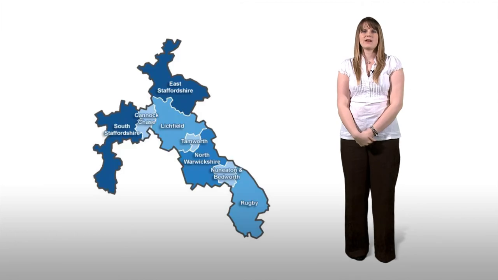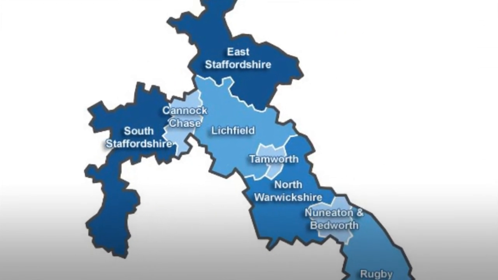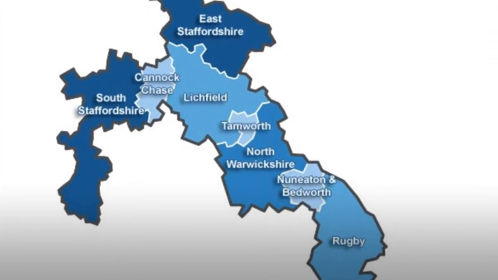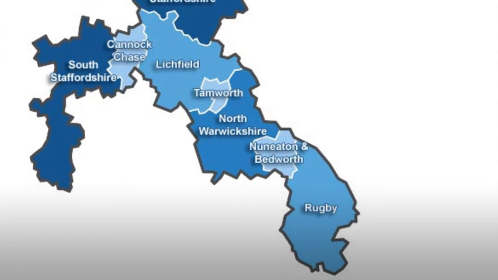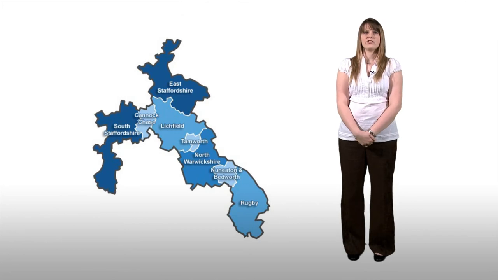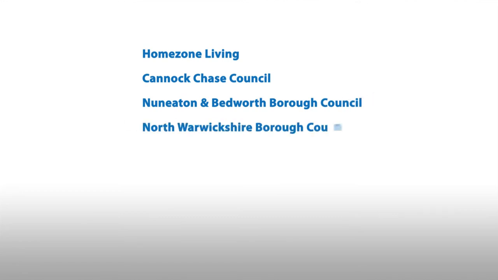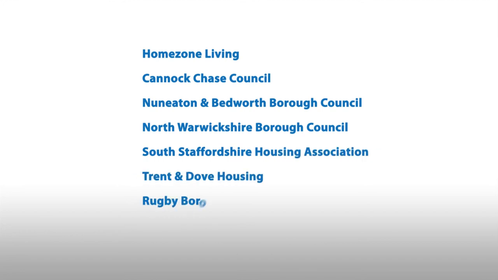This section is to find out where you would ideally like to live from a selection of 8 different areas. They are East Staffordshire, Lichfield, Cannock Chase, South Staffordshire, Tamworth, North Warwickshire, Nuneaton and Bedworth, and Rugby. Depending on which area you choose to live in will determine which landlords you can choose from. Home Zone Living, Cannock Chase Council, Nuneaton and Bedworth Borough Council, North Warwickshire Borough Council, South Staffordshire Housing Association, Trent and Dove Housing, Rugby Borough Council, Tamworth Borough Council.